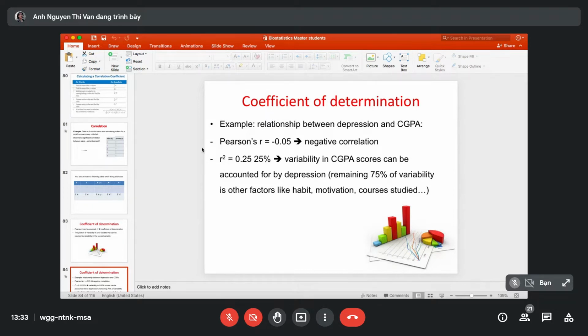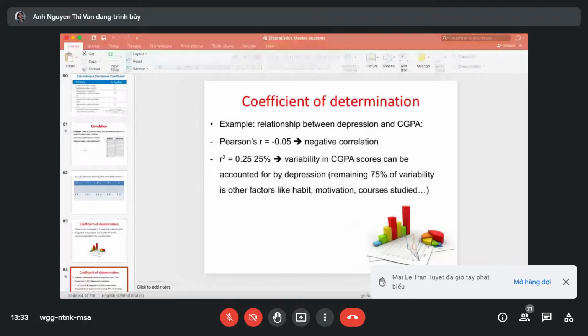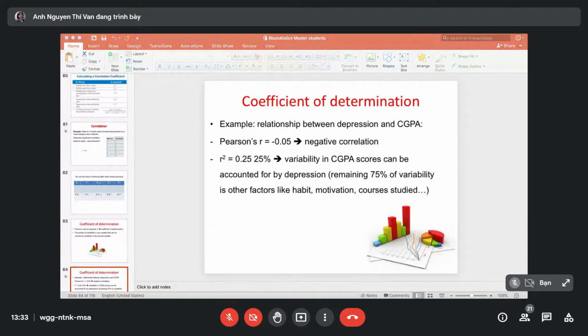And then from the R value, you can calculate the coefficient of determination. So you take the square of R, and you get R square equals 0.25. Okay, so from the value of R square, the coefficient of determination, what can you say?